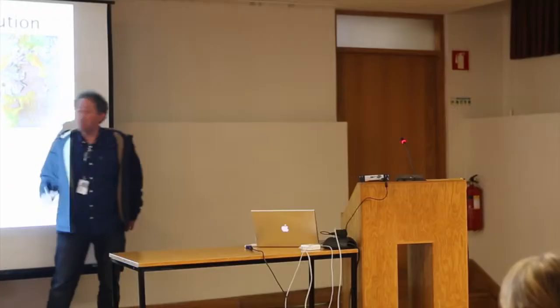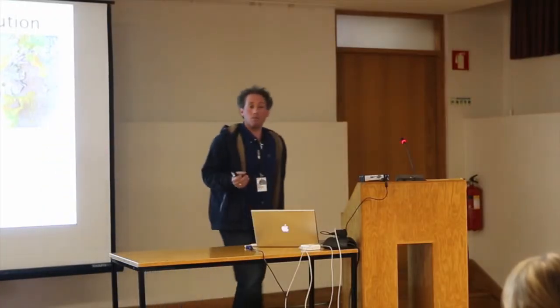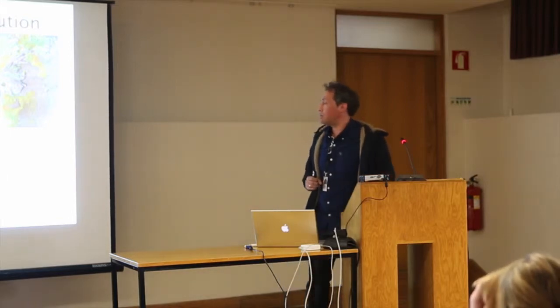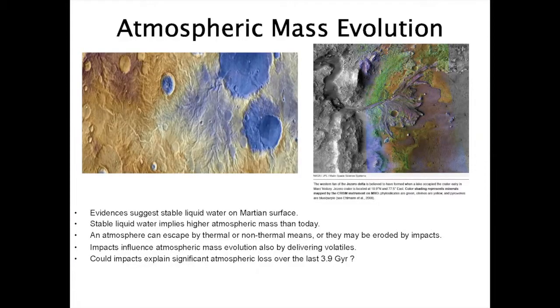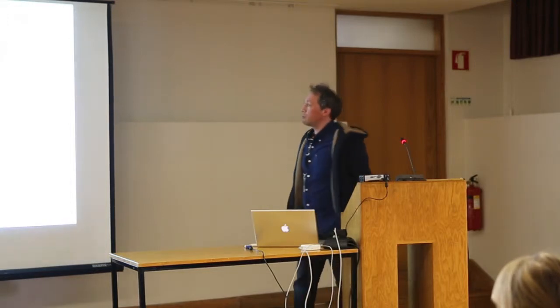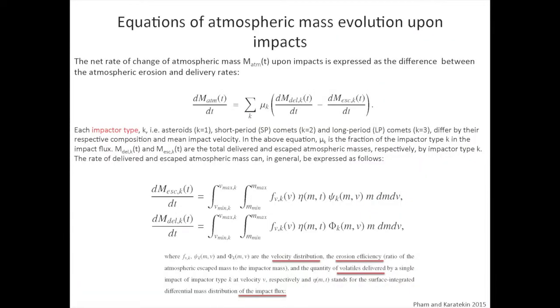Thermal and non-thermal escape, as well as the absence of a magnetic field, do not really affect the atmospheric escape. So impacts have been suggested as a possible mechanism to erode the Martian atmosphere. We can see if, for example, over the last 3.94 billion years impacts can be a factor to remove the Martian atmosphere. In order to do that, we have to take into consideration different impactor types, like asteroids, short period and long period comets, and look at what they deliver and what escape they cause.